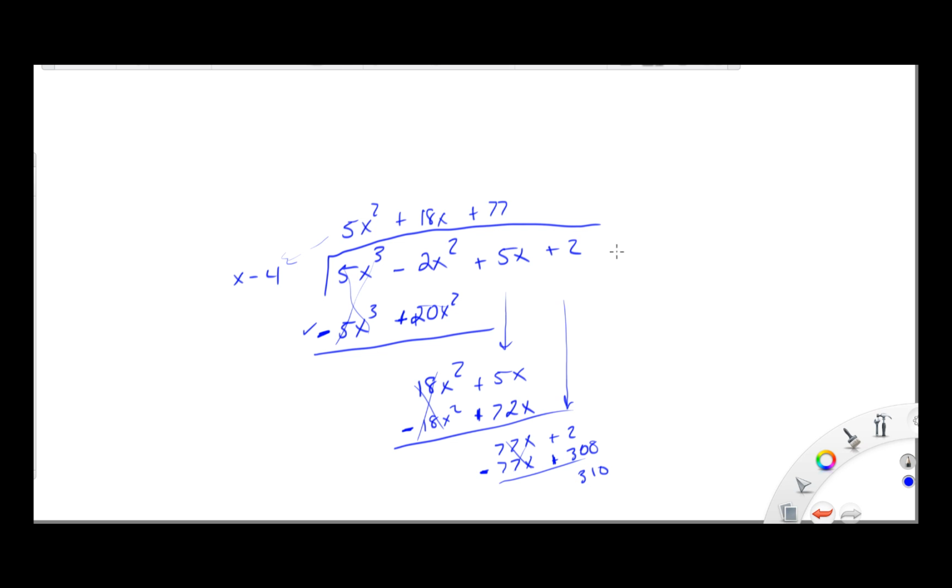So what do you do with the remainder? Well, the remainder comes up here, and you're going to say 310 over x minus 4. So this is our answer right up here. It's kind of confusing, but let's do the one in the textbook that you have, and I think you're going to see how this works. And I'm going to do number 11.